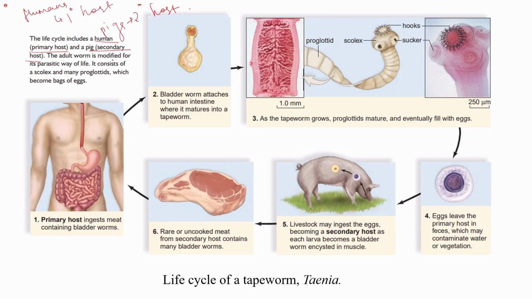The adult worm is modified for its parasitic way of life. It consists of a scolex, as I already told, and many proglottids, which become bags of eggs. The bladder worm attaches to the human intestine, where it matures into the tapeworm.